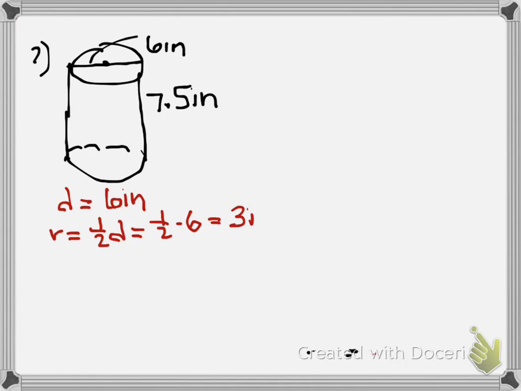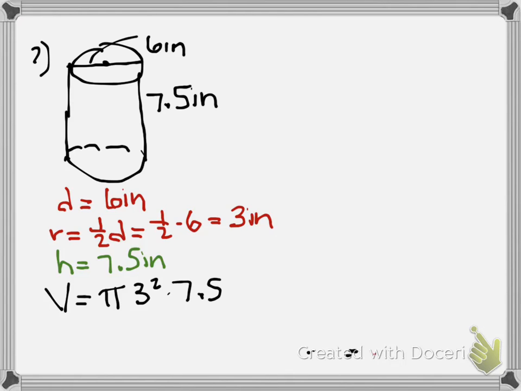And I get 3 inches. Now that I have that, and I have the height, 7.5 inches, then I can use my formula. And I get volume equals pi r squared h. So pi, 3 squared times 7.5. So 3 squared is 9, and then I have times 7.5, and then I have pi.